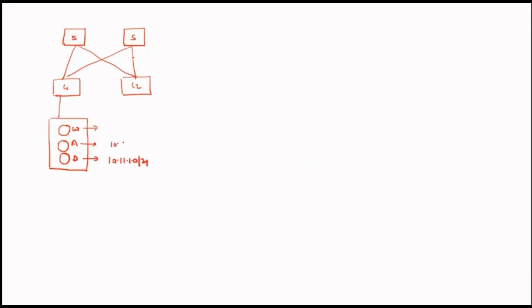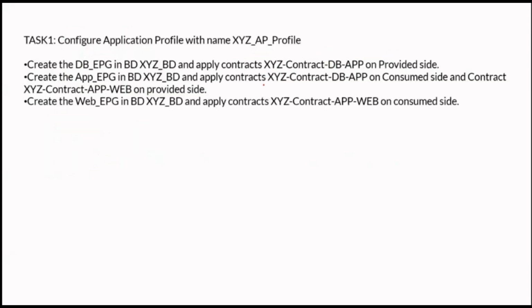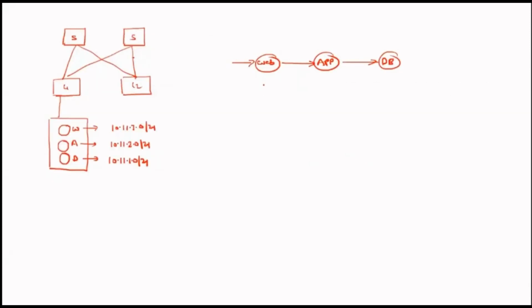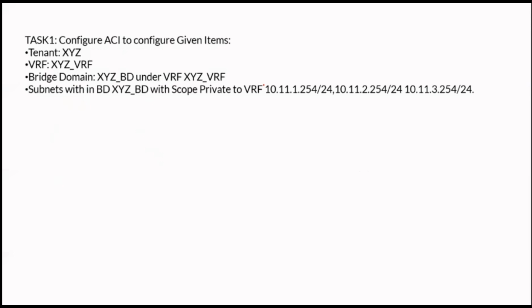The subnets are 10.11.1.0/24, 10.11.2.0/24 and 10.11.3.0/24. They want to talk like this: a user will hit the web server, the web server will talk to the app server, and the app server will talk to the DB server. So this is how I'm going to configure it. So let's talk about the task.